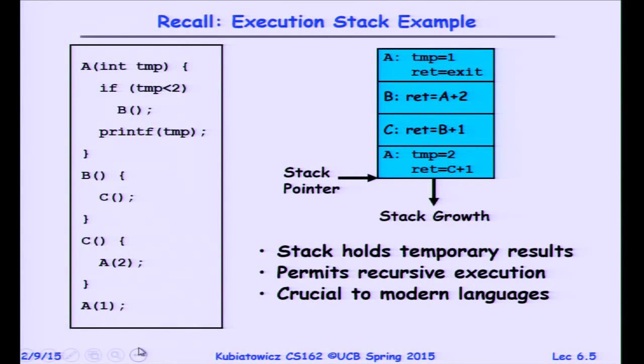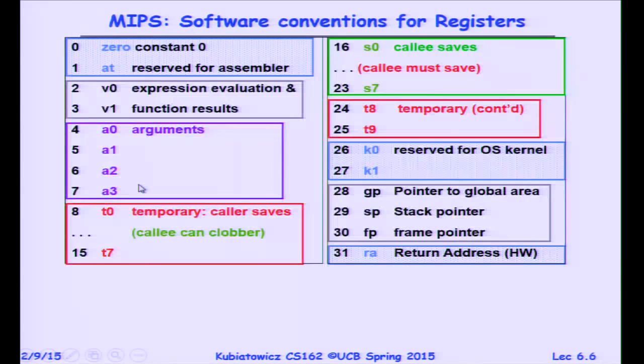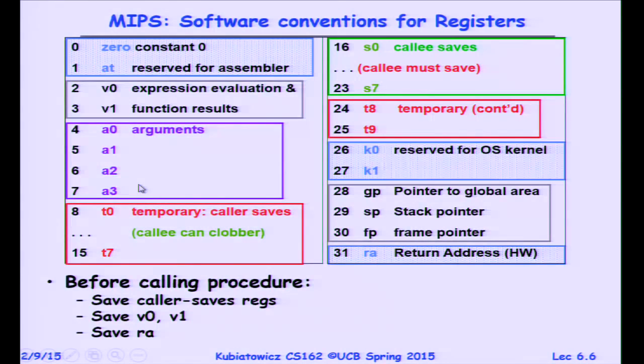Now notice that what I didn't say is, well, when I call C or whatever, what else do I push on the stack? Well, I have to save a bunch of temporary register values as well, and that's where things like calling sequences come into play.